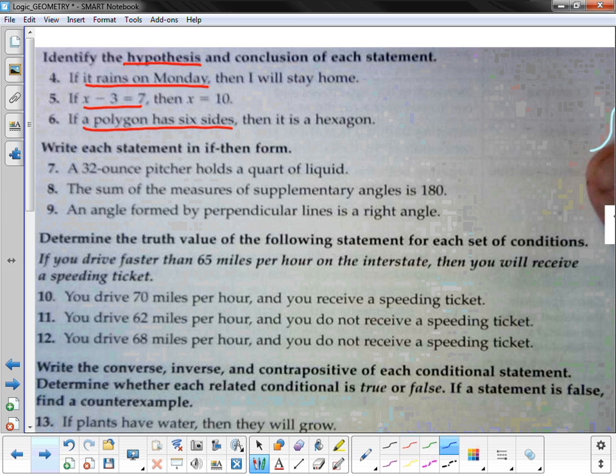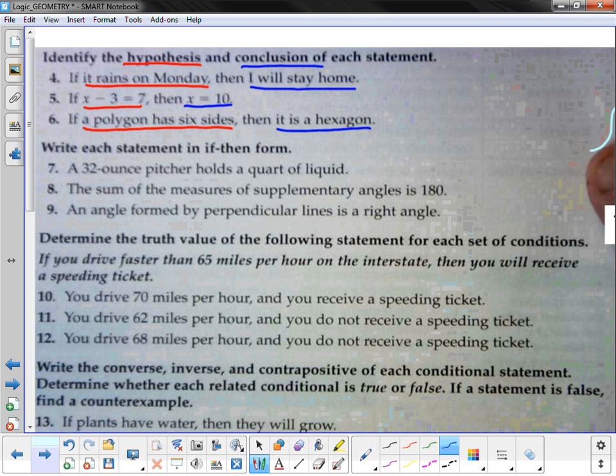That's our hypothesis. Our conclusion is the part that comes after the then. So on our first statement, if it rains, then I will stay home is my conclusion. For number 5, it says if x minus 3 equals 7, then x equals 10. Well, x equals 10 is my conclusion. For number 6, if a polygon has 6 sides, then it is a hexagon. Well, it is a hexagon is my conclusion. So that's how we do that.